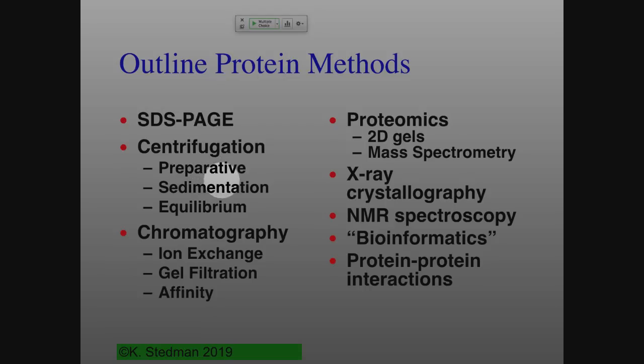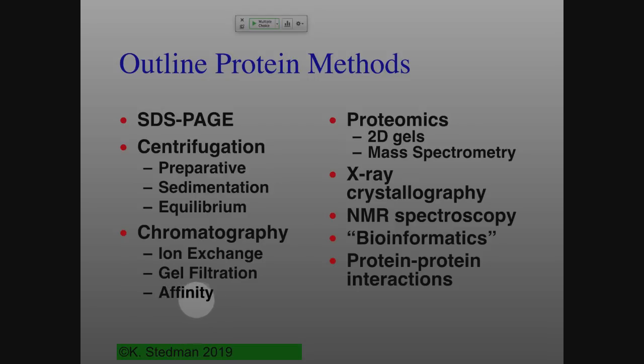SDS page, sodium dodecyl sulfate, polyacrylamide gel electrophoresis, 3 flavors of centrifugation. We've got preparative centrifugation. Excuse me here. Get this thing to work. Here we are. Preparative centrifugation, this is just separating the different pieces of your cell from each other. And then 2 different analytical ways of doing centrifugation in terms of size and in terms of density. And we'll look at those in just a second.